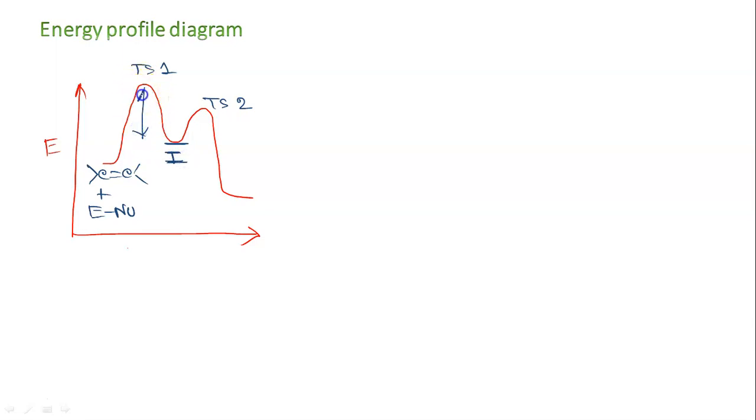Now see this energy gap, if you compare it with this one, suppose this is E1, this is E2. So here E1 is greater than E2. That means the first step is the rate determining step. Okay. Now how can we prove that?